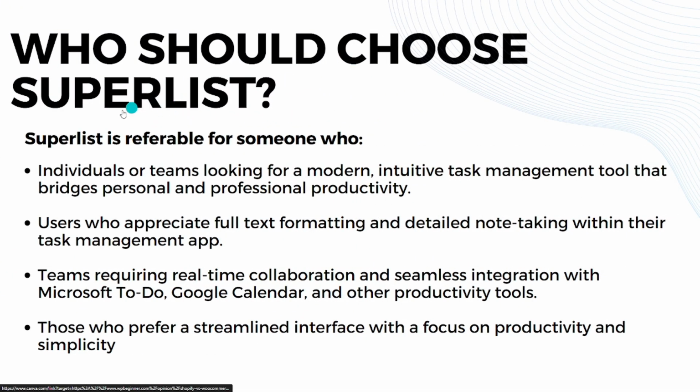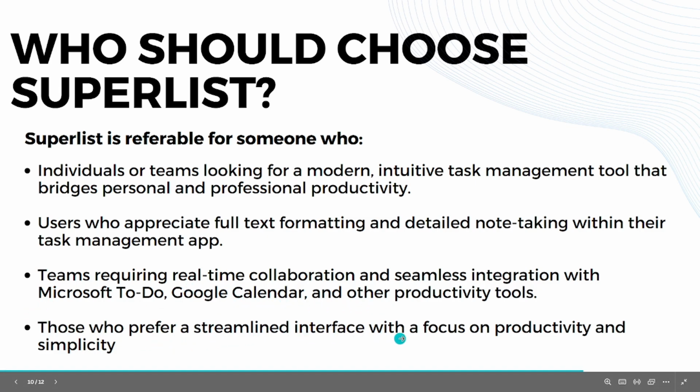So Superlist is preferable for individuals or teams looking for a modern, intuitive task management tool that bridges personal and professional productivity. Perfect for users who appreciate full text formatting and detailed note taking within their task management app. Perfect for teams requiring real-time collaboration and seamless integration with Microsoft To Do, Google Calendar, and other productivity tools. And lastly, for those who prefer a streamlined interface with a focus on productivity and simplicity. So if you have all of these qualities, Superlist is the best platform for you.